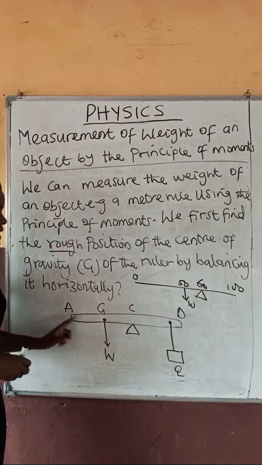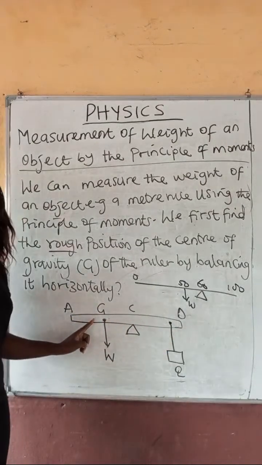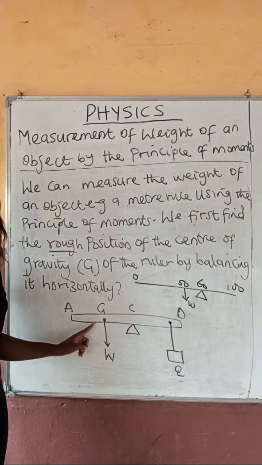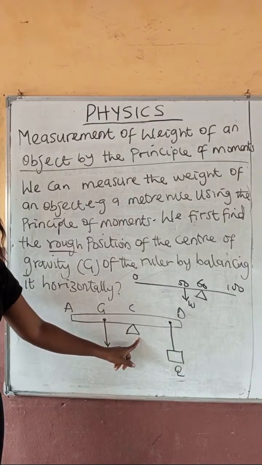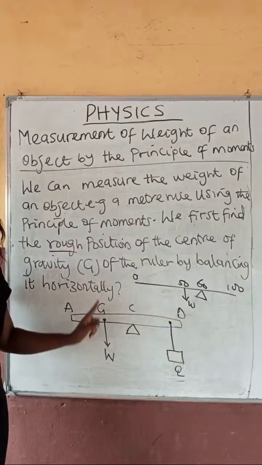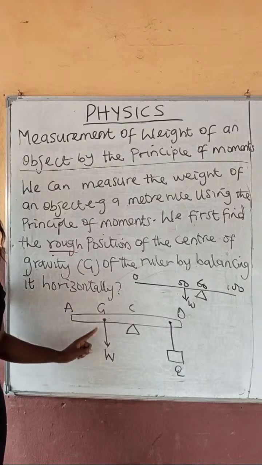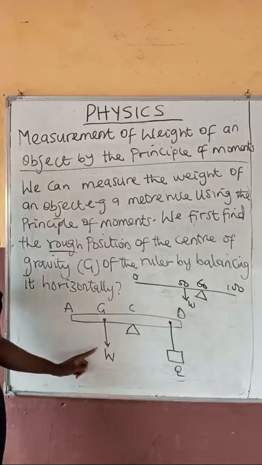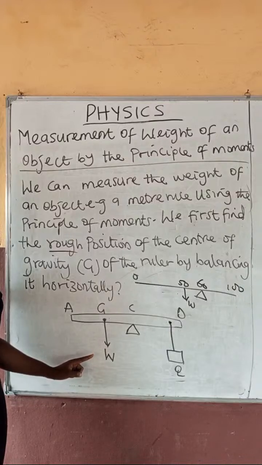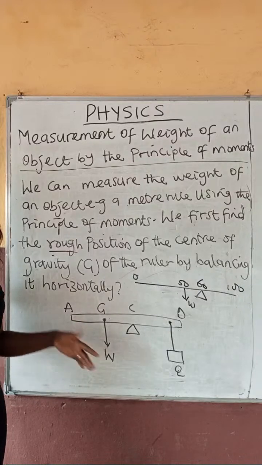Okay? Now this is AD. This is the rightful center of the meter rule. But we now decide to place it here. So you can find the mass or the weight of the meter rule. Then in finding the weight of the meter rule, they are going to place it at the rightful center of the meter rule, which is 50.